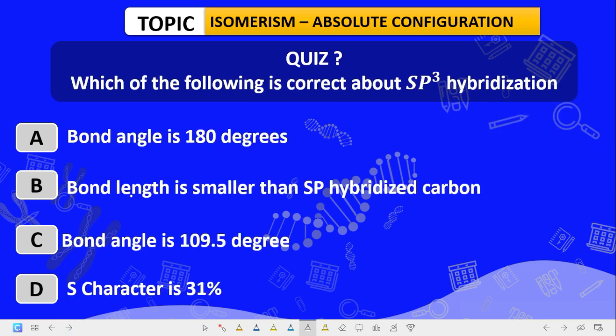Now, which of the following is correct about sp3 hybridization? sp3 bond angle is 109.5 degree. So we don't need to solve. For sp3, the bond angle is 109.5 degree, and that makes option C the correct answer. I've taught you this before, right?